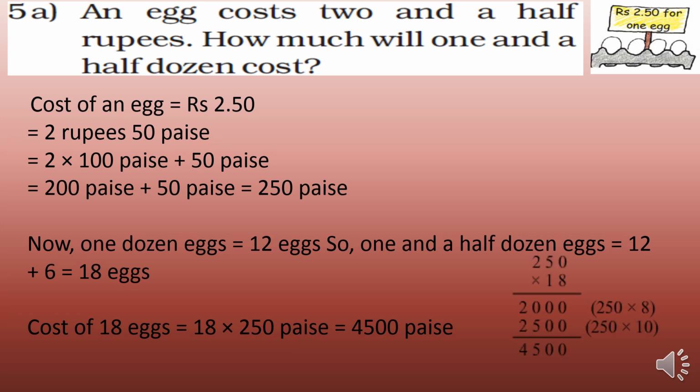So cost of 18 eggs is equal to 18 multiplied by 250 paise, that is equal to 4500 paise. You can also do it with this method which you know already very well. First multiply 8 with 250, you will get 2000, then multiply 10 with 250, you will get 2500, and if you add up both the numbers you will get 4500, that is equal to rupees 45.